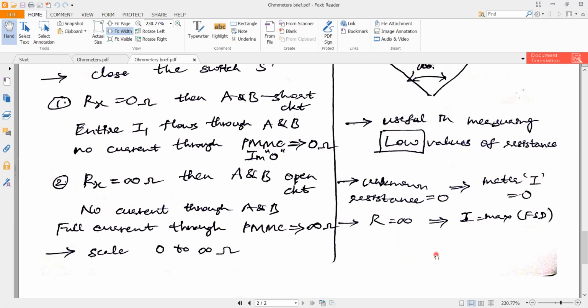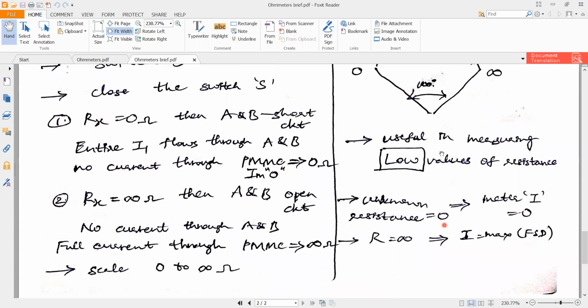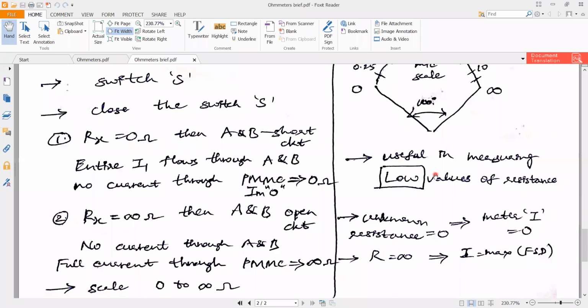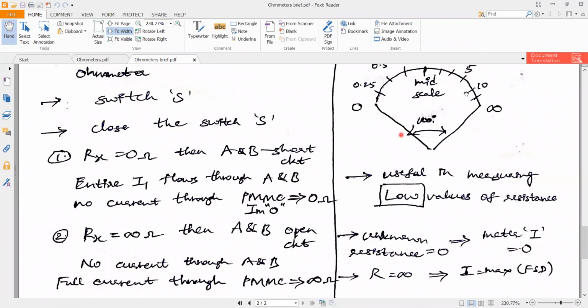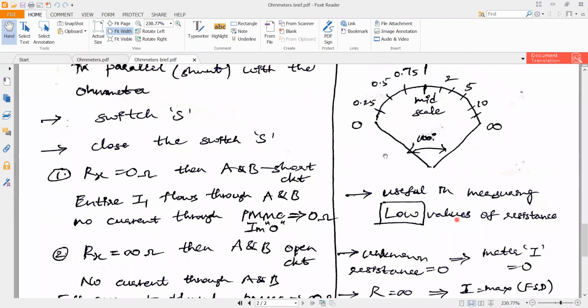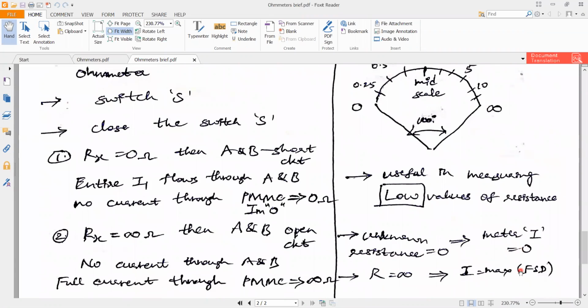Okay. That scaling in different textbooks may be given in different formats. This is one type of format. You can draw this diagram. It will be more helpful. Okay, 0 to infinity, infinity to 0, like this.